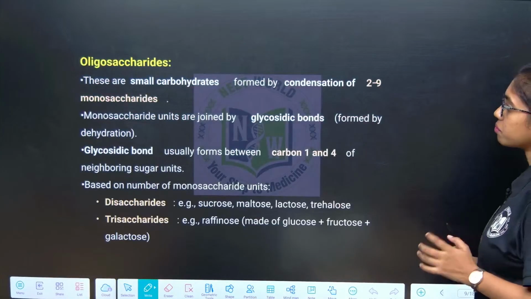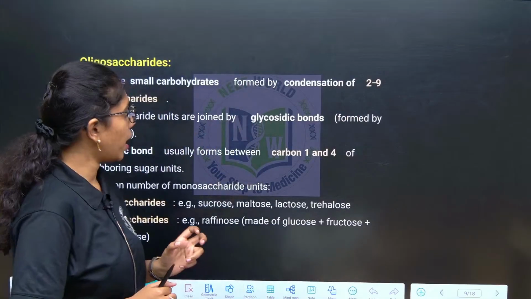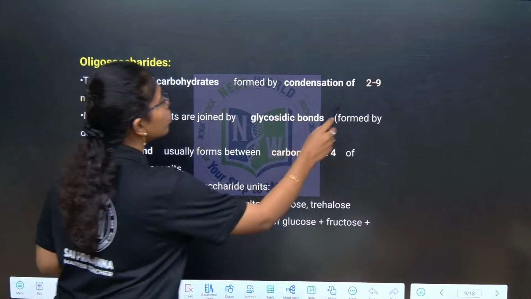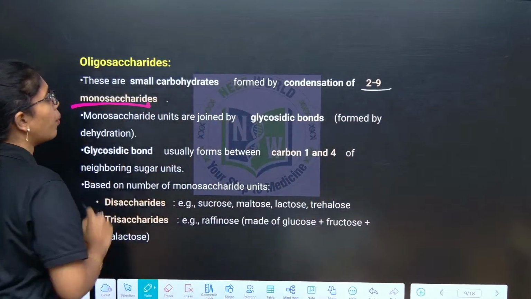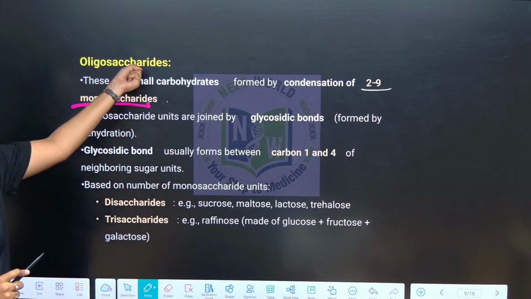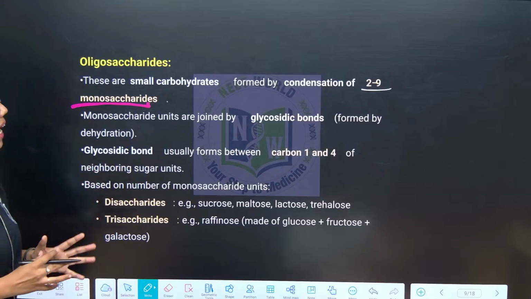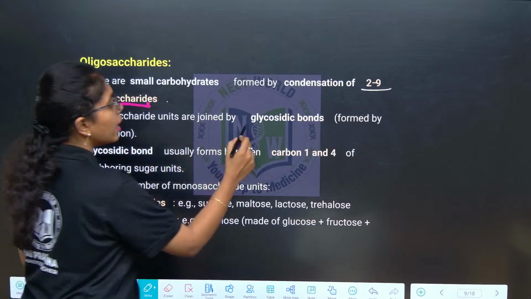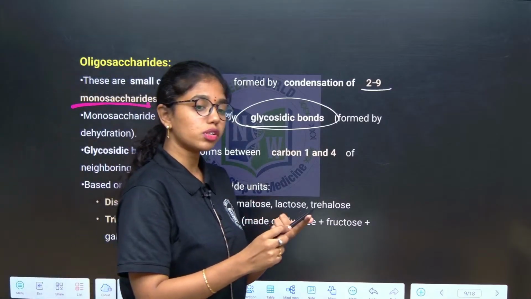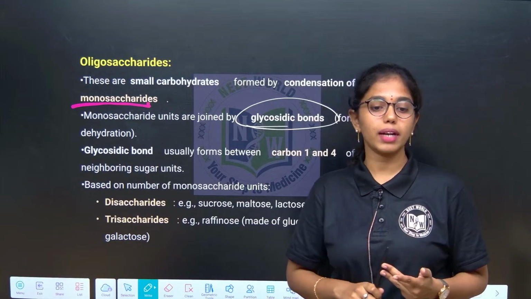Next, oligosaccharides. These are also the smallest carbohydrates, but they are formed by condensation of 2 to 9 monosaccharides. How many monosaccharides? 2 to 9 monosaccharides are condensed forming the oligosaccharides, which are small carbohydrates. The monosaccharide units are joined by what? Glycosidic bonds. I will tell you, we have 1,4 glycosidic bonds, alpha 1,4, beta 1,4, alpha 1,2 glycosidic bonds.